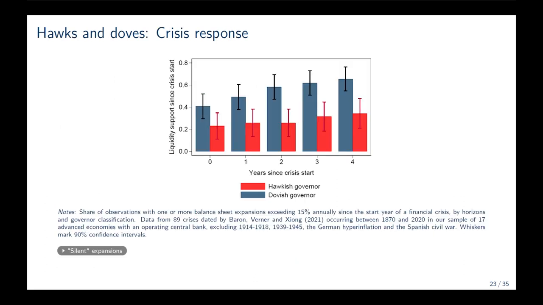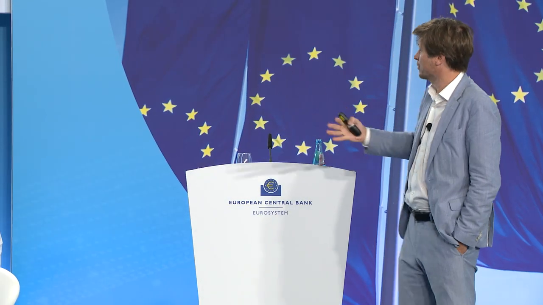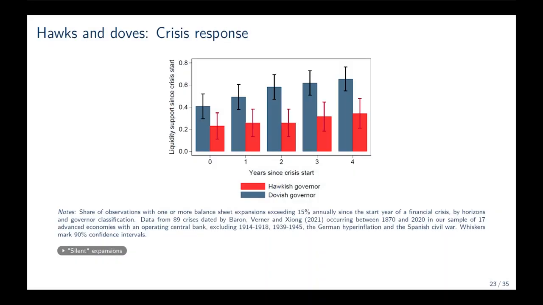So first, a very simple look at the data. Hawks and doves: what's the probability of hawkish or dovish governors expanding the balance sheet by 15% or more in each of the years following a crisis? And you see there's a difference. The blue guys are the doves. They're much more likely, and that probability rises as we go along.